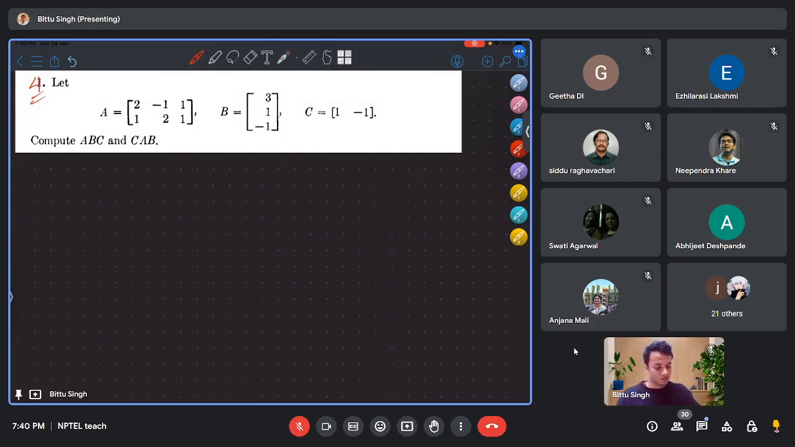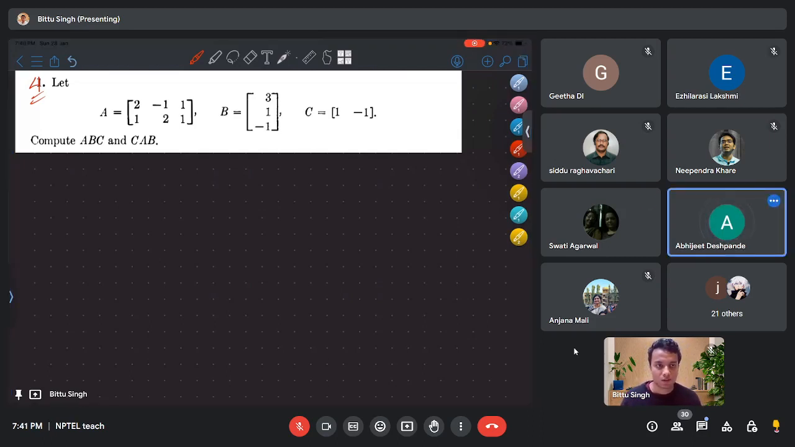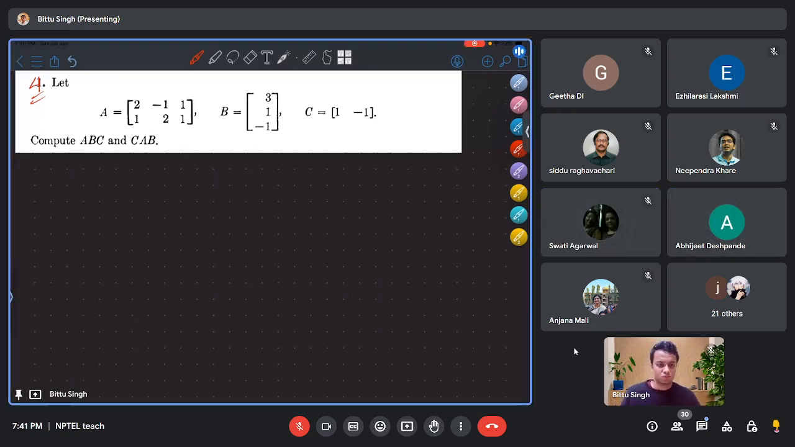So here the question is to multiply A times B times C and C times A times B. So is matrix multiplication commutative? No. So the expectation will be ABC and CAB are different, or it may be same also, because for a particular case it can be same. Okay. So let us see what is happening here.